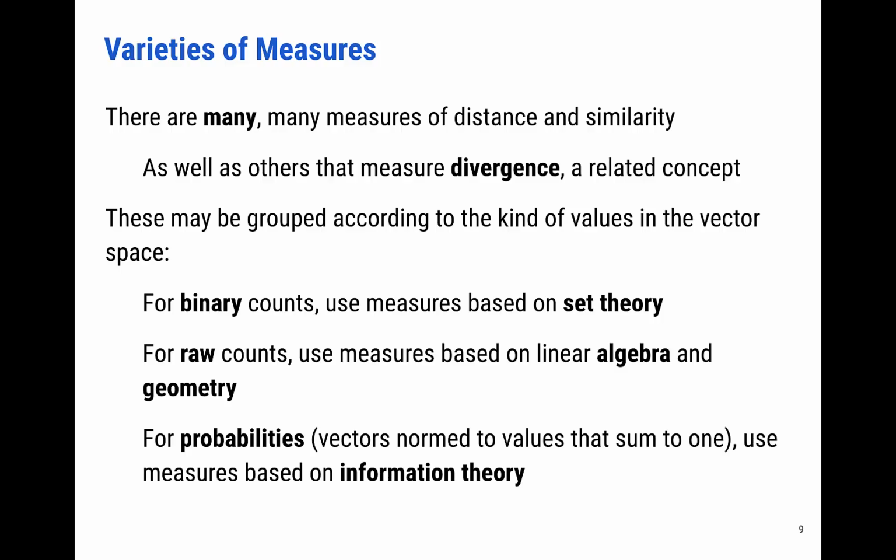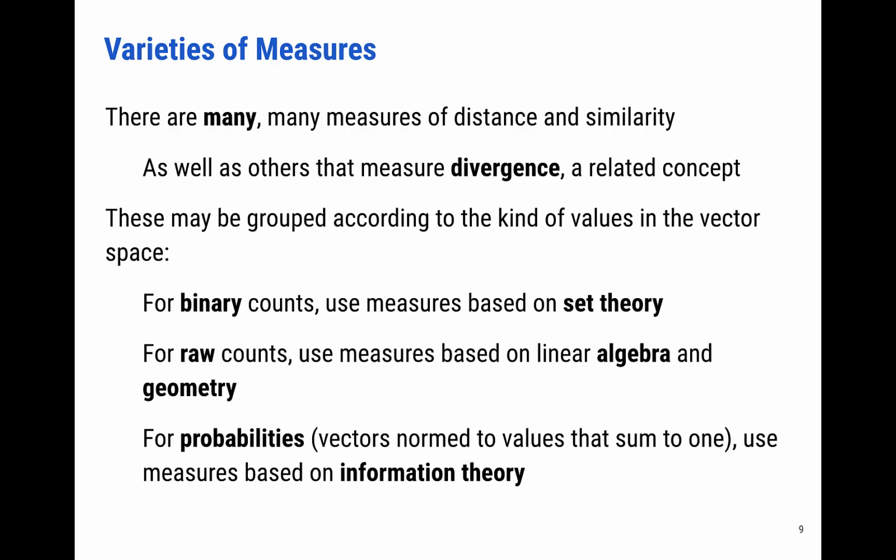The first is a document term matrix of binary counts. That is a matrix where every cell is occupied by either a 0 or 1, and all we're concerned about is the presence or absence of a term in a document. For those kinds of matrices, the best measures are based on set theory.